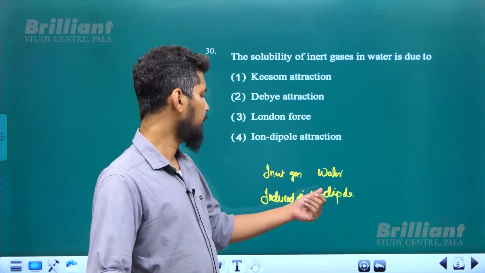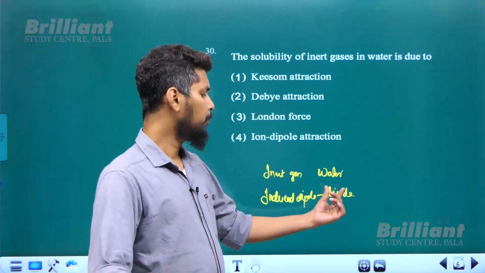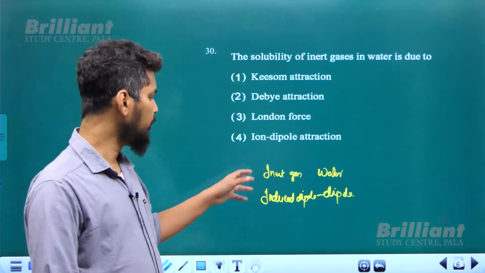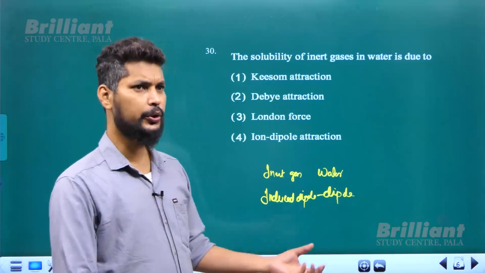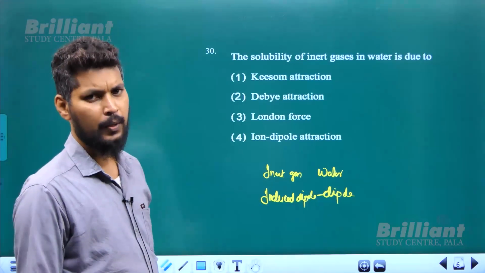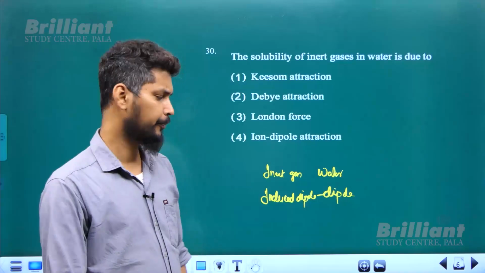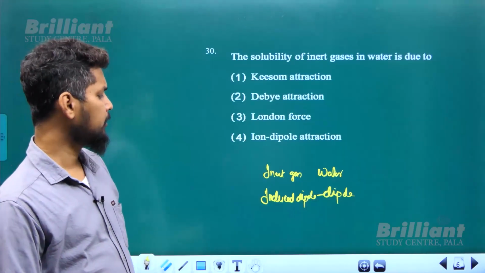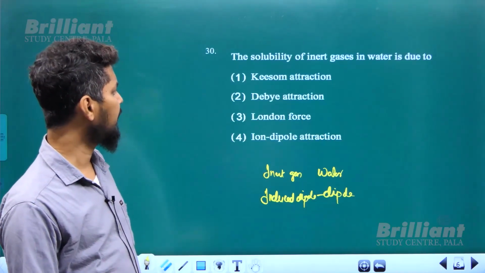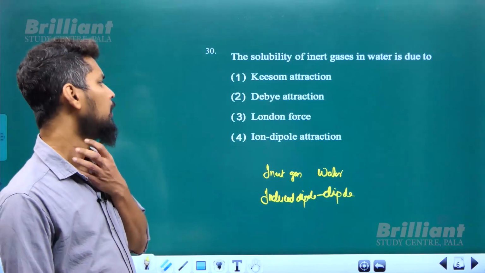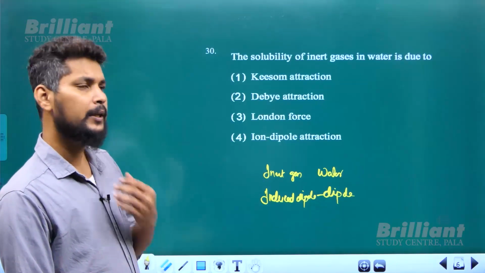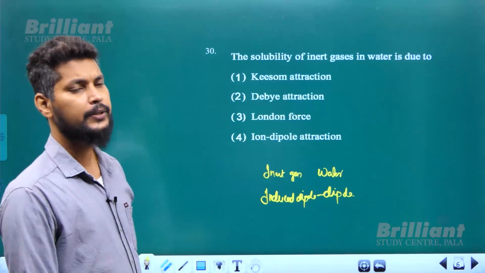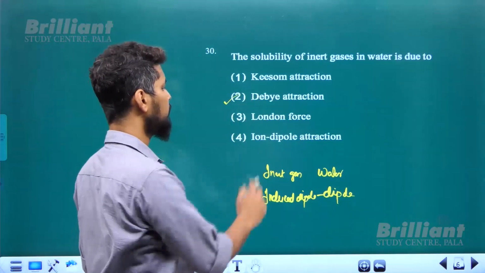Water is a dipole, and because of this, polarity will be induced in the inert gas, and this induced dipole will interact with the permanent dipole of water. So the interaction is induced dipole, and that interaction is not given, but this induced dipole interaction is also known as Debye's attraction. So the correct answer will be option 2.